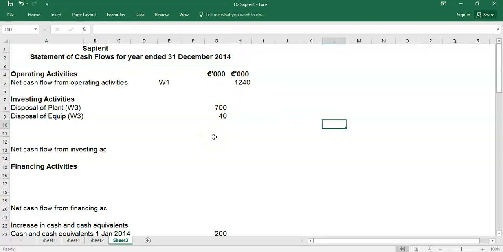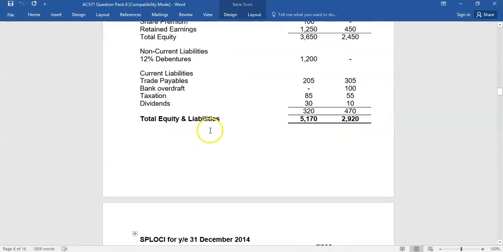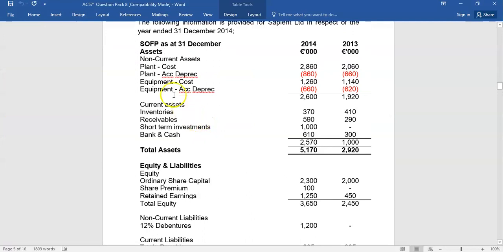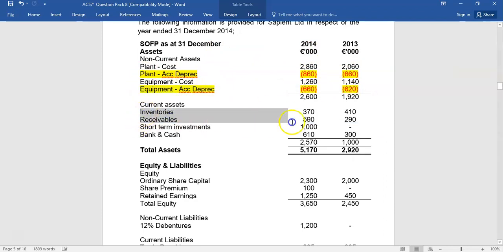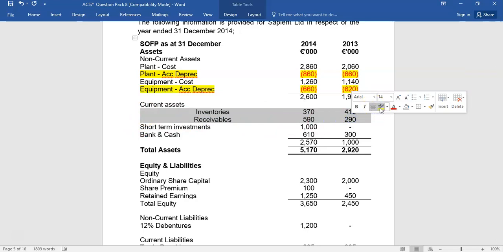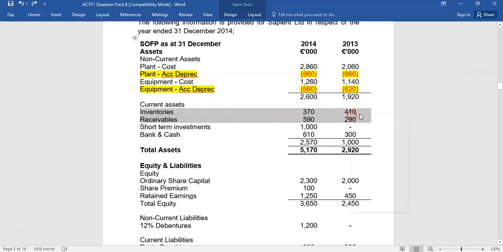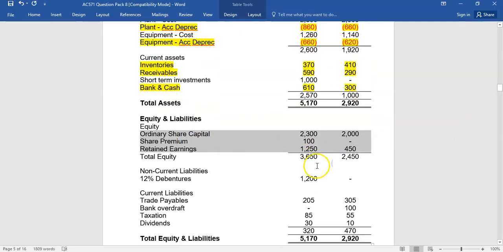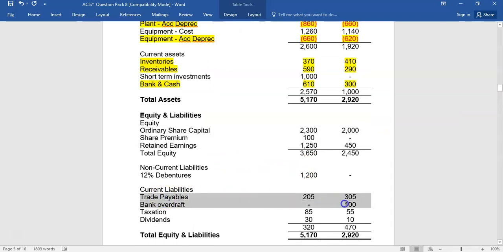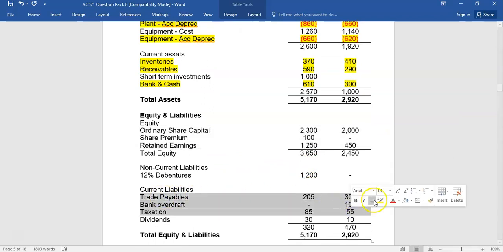So once you have that element done, my advice always is go back to the question, and for each line item now, highlight it once you've explained it. That accumulated depreciation, we've done. So highlight it, that one we've explained. We've done inventories, we've done receivables. Right. So I always just highlight and say they're done. Bank and cash we've done, because that's going to be the answer. We haven't explained any of these yet. We've explained trade payables, we've explained overdraft, we've explained taxation.